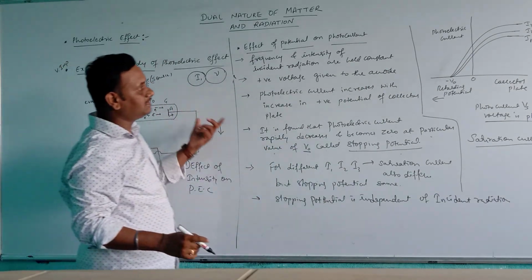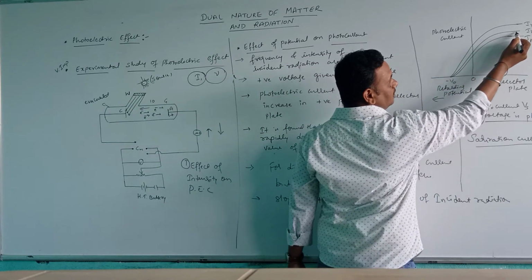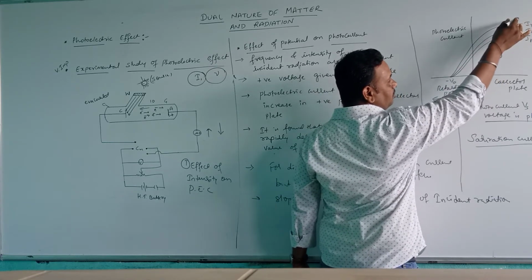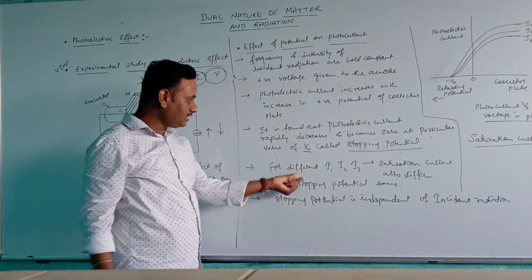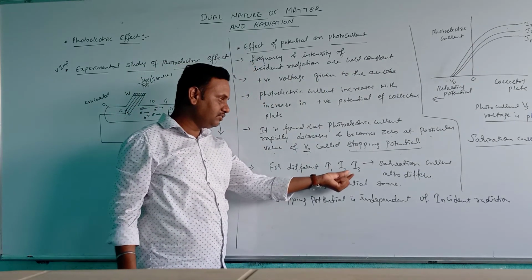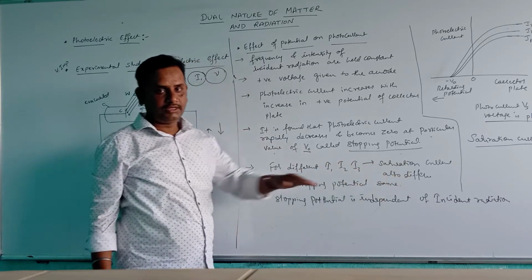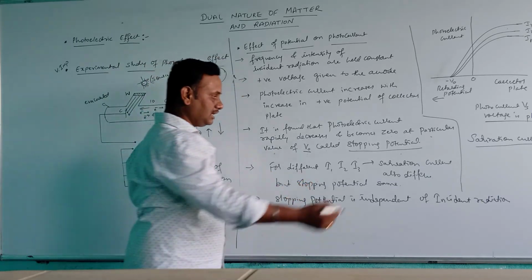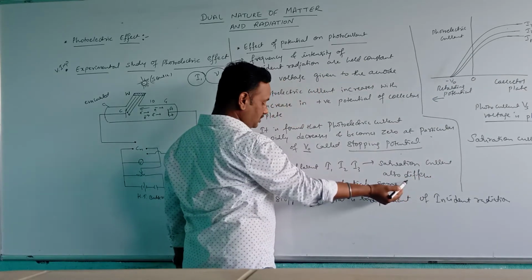Now I change the intensity, say I2, then there will be a larger increase in the photoelectric current, and again it becomes saturated. Similarly for I3, I4, I5 and so on. So for different intensities I1, I2, I3, the saturation current also differs. For different intensities, the saturation current will change.